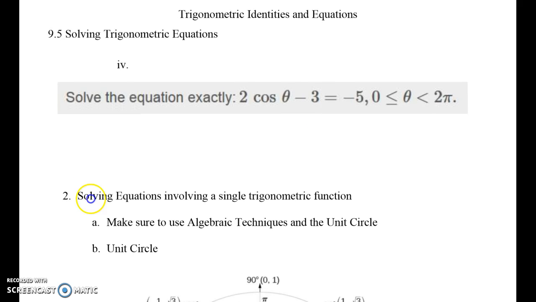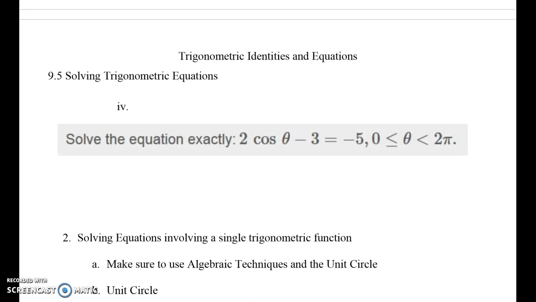Let's look at this last example here before moving forward. We're going to solve the equation exactly. We're given 2 cosine theta minus 3 equal to -5, and do note that we are just looking at between 0 and 2 pi with this one. So just like I would with any algebraic function, I'm going to solve for the variable.